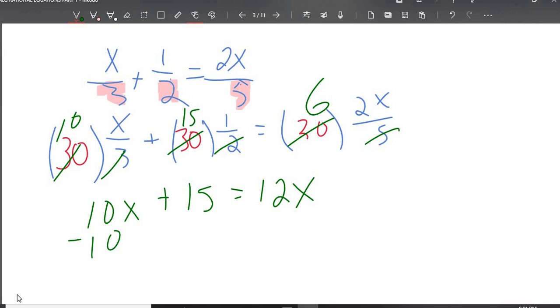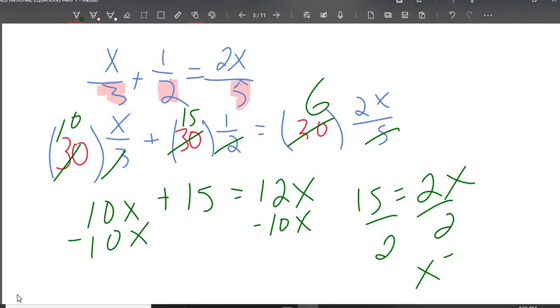Alright, we'll move the 10x over. So we'll get 15 equals 2x divided by 2, so x is 15 halves. We've done problems like this, so hopefully this is a little refresher course.